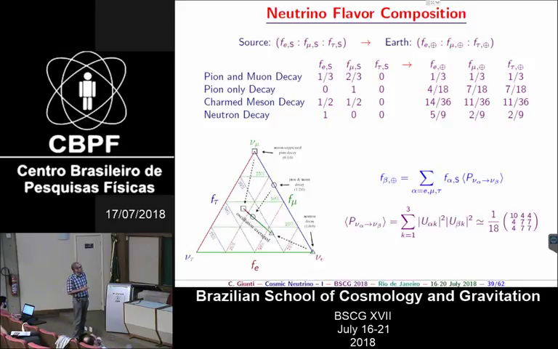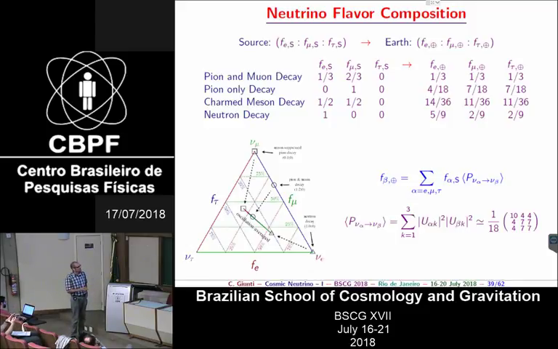So you can see that the points which are expected in any case are aligned along this line. And the reason why they are aligned along this line is that this corresponds to the mu tau symmetry of the mixing matrix. So since there is a mu tau symmetry, the result of this oscillation is to align all these points along this line. But this mu tau symmetry probably is not exact.